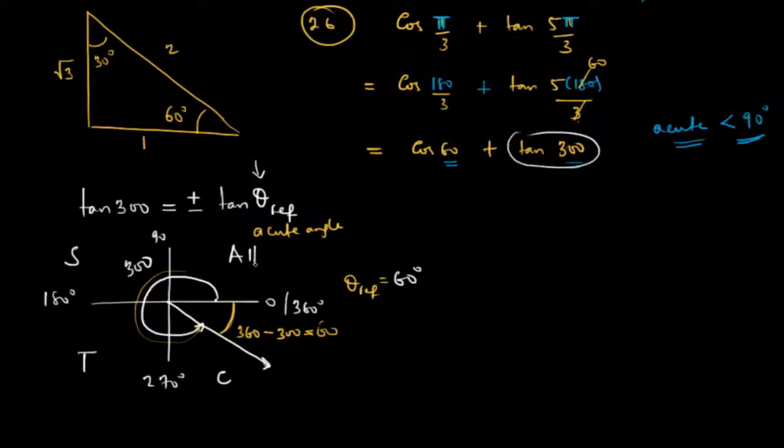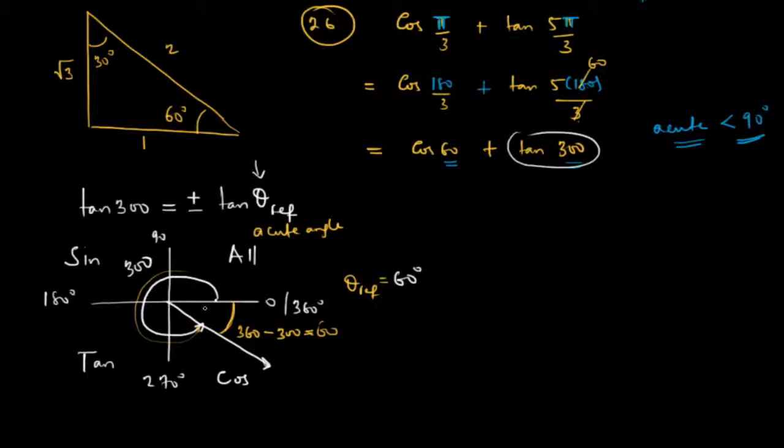That is, the trigonometric functions of all angles between 0 and 90 degrees are positive. Between 270 and 360, the cosine is positive. Between 180 and 270, the tangent is positive. And between 90 and 180, the sine of those angles is positive.